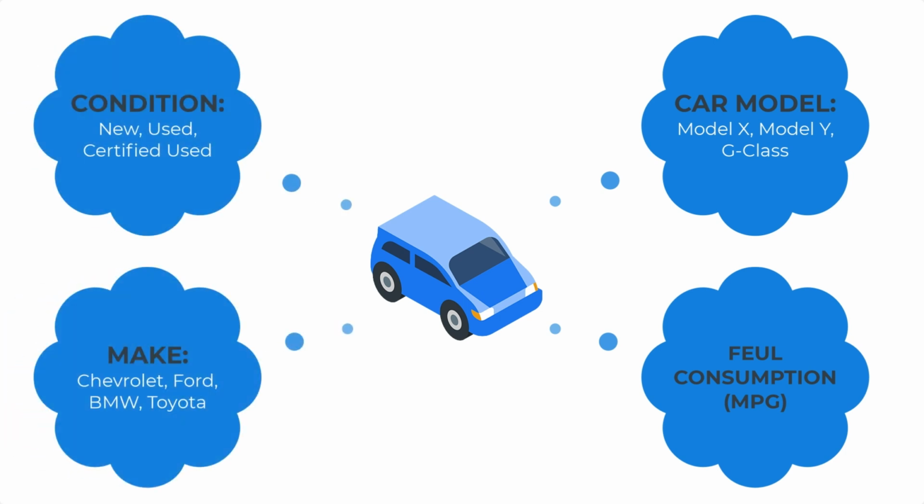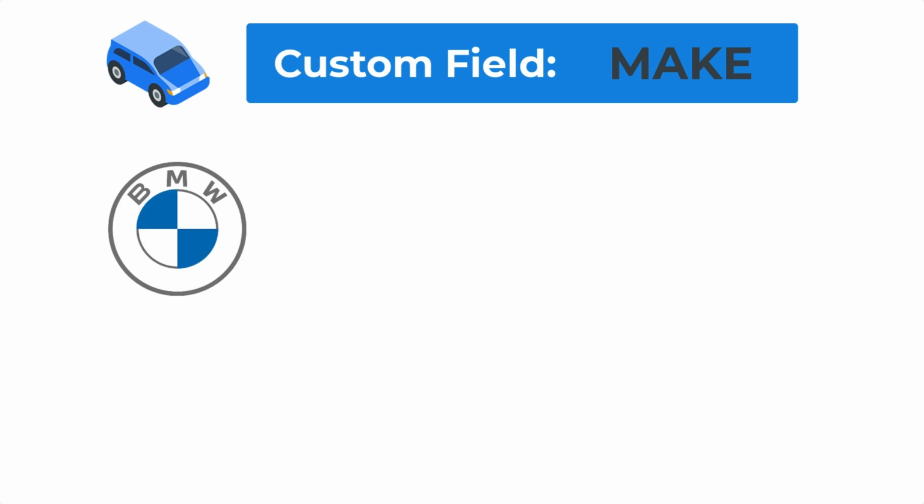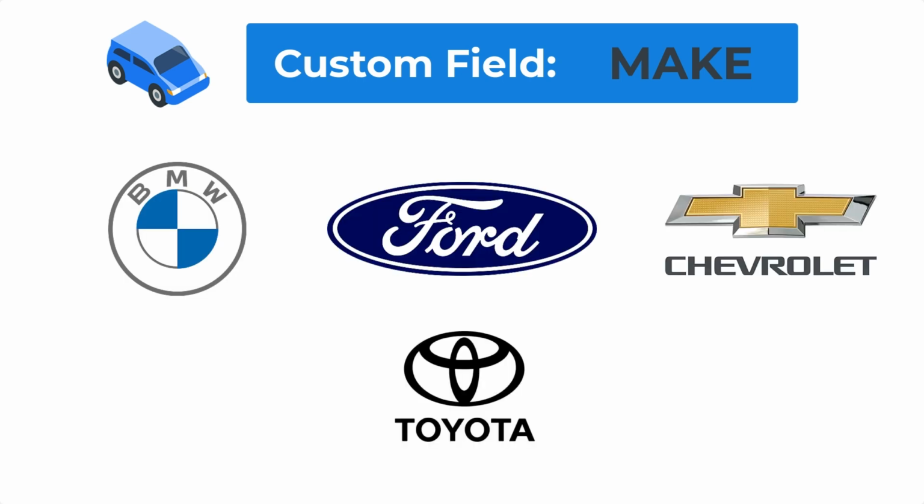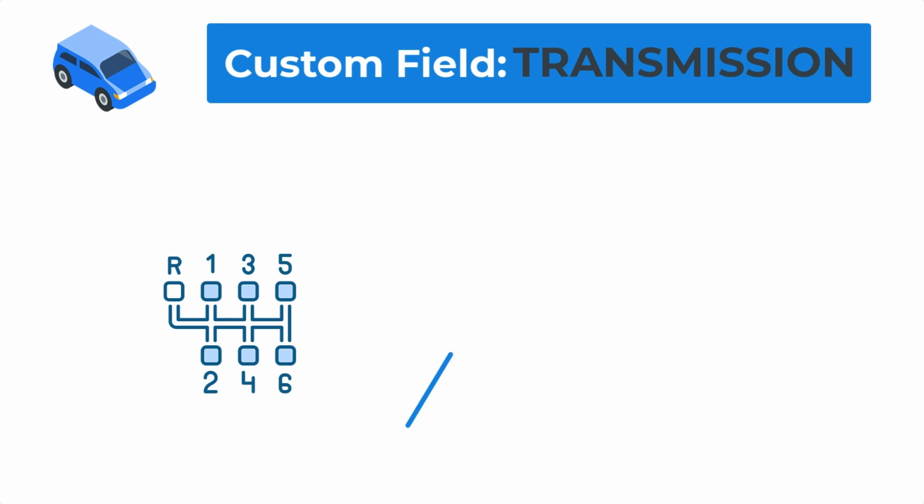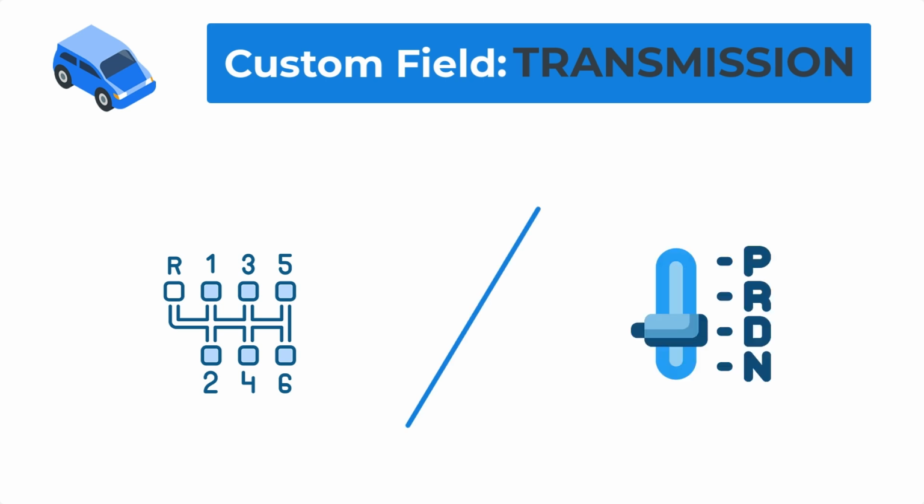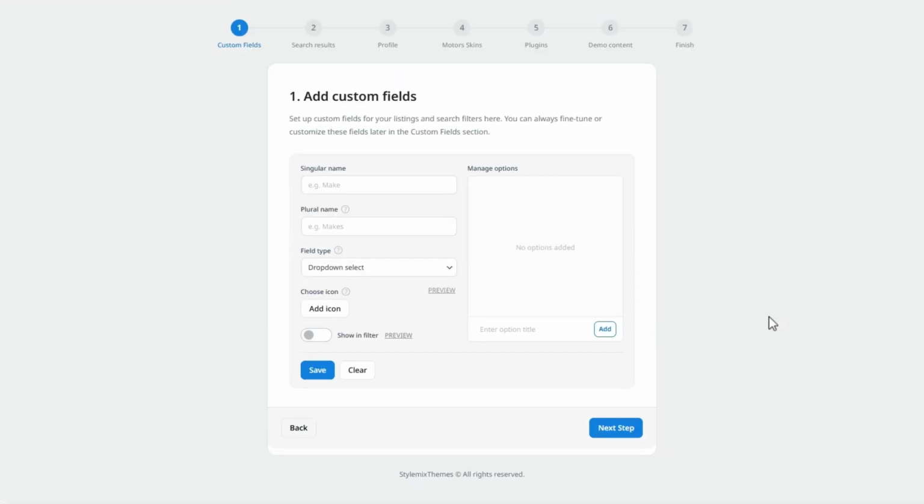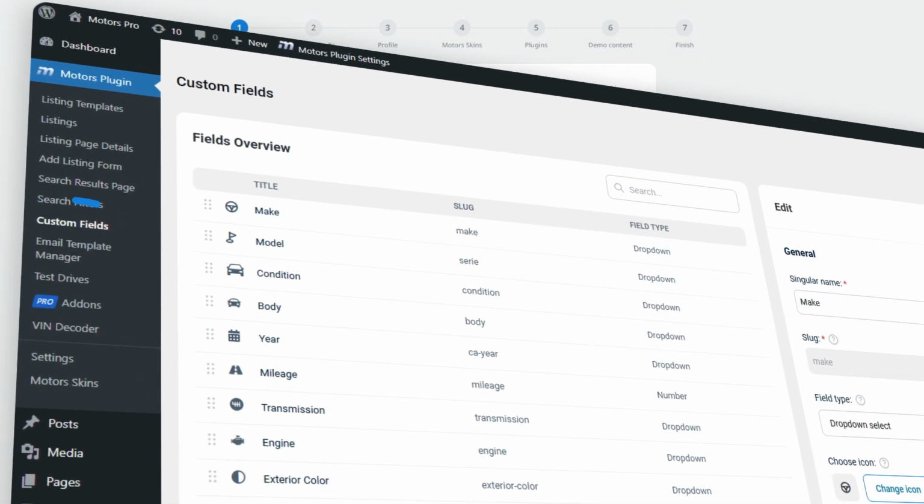All of these things can be custom fields, and these custom fields include several options, or custom field options, inside. Let's assume your custom field is make; its options could be BMW, Ford, Chevrolet, Toyota, and so on. Similarly, if the custom field is transmission, its options might be manual or automatic. I think now it's understandable. We will see the custom field settings in detail later in this video. We have a whole tab about it.